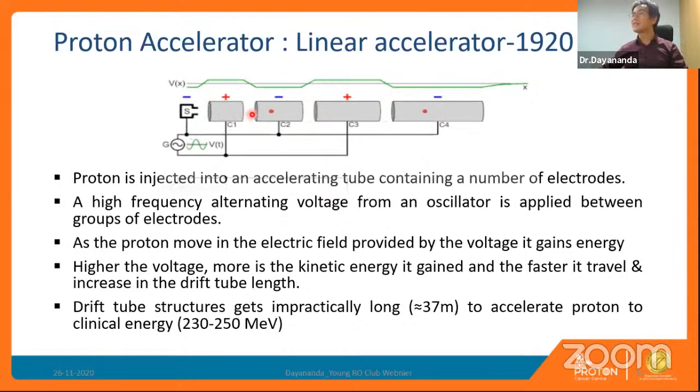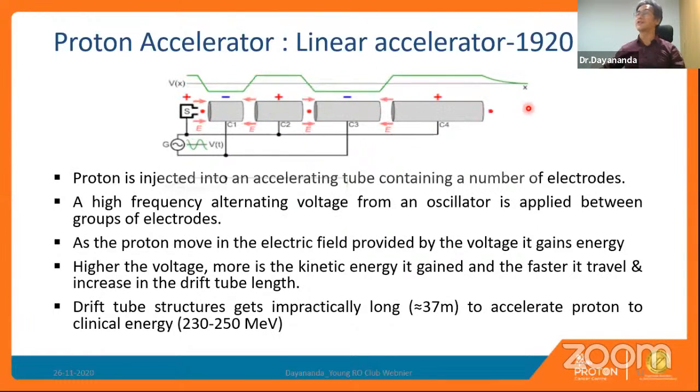And as it accelerates, as this proton gains more and more energy, it travels faster and faster. So you have to increase the length of these cavities. This will keep on increasing. The cavity of the linear tube will keep on increasing.